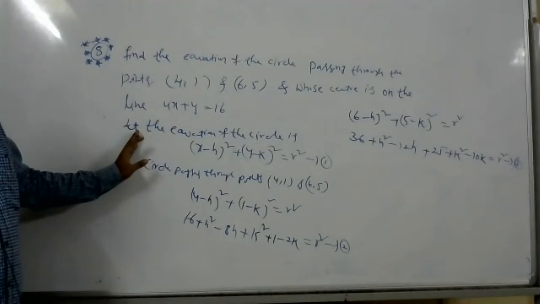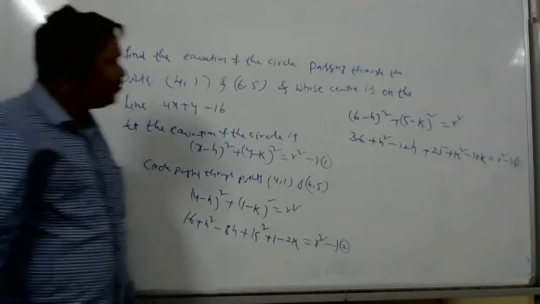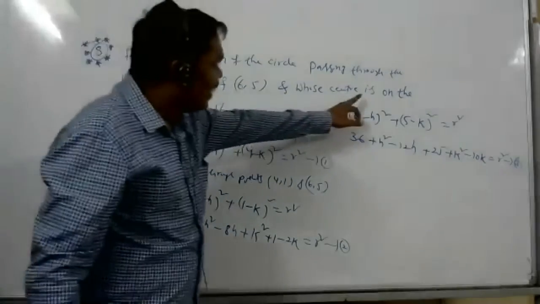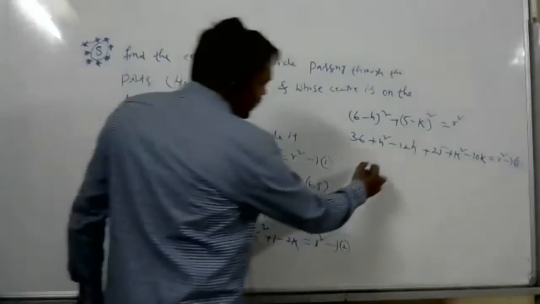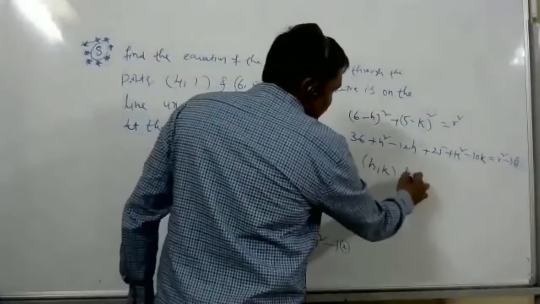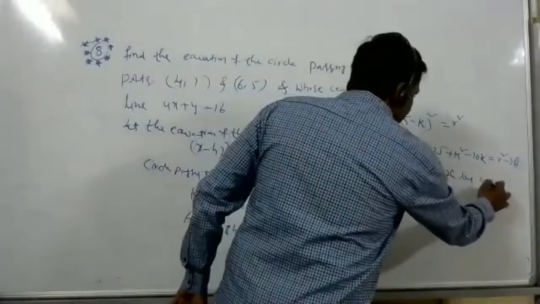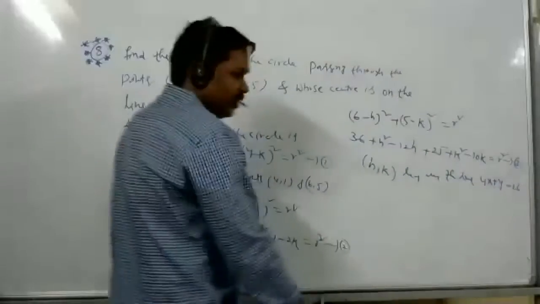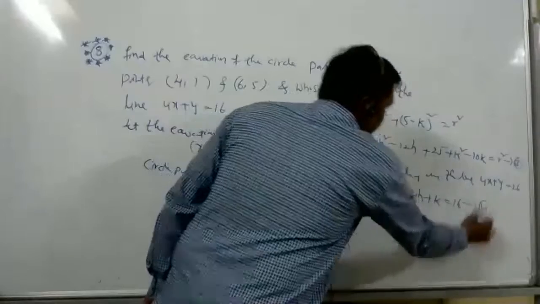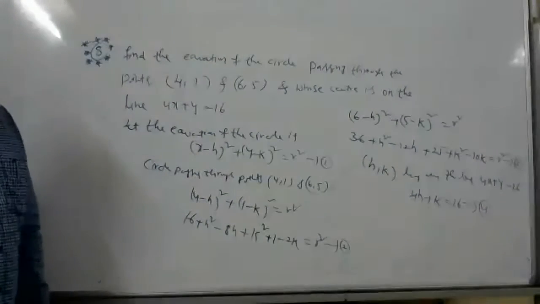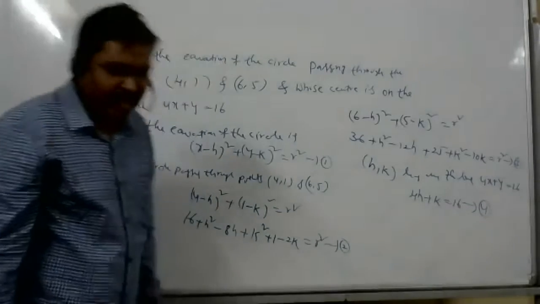Yes, sir, understood. Okay. The center of the circle lies on 4x plus y is equal to 16. Center h comma k lies on the line 4x plus y is equal to 16. Now 4h plus k is equal to 16. This is equation 4. Understood? Nagabhushan? Yes, sir, understood.